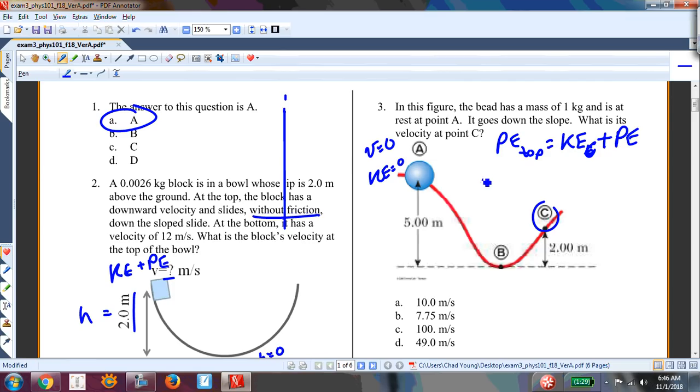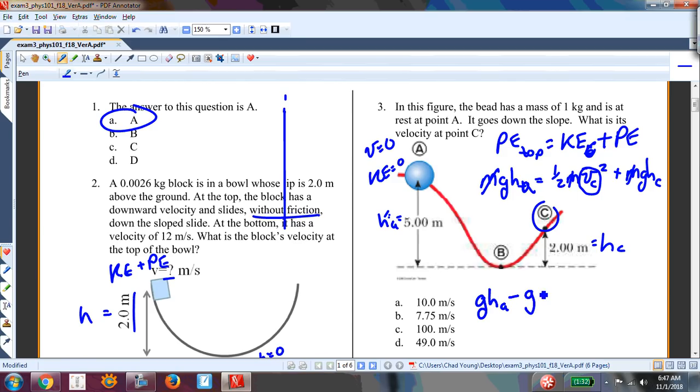So I say mgh top is equal to 1/2 m vC squared plus mghC, and this is hC right here. In fact, I'll call this hA. So hA is equal to 5. And I'm solving for this variable. So that's going to be mg. Let's go ahead and cancel out our masses. So I'll just get rid of these masses here, here, and here. I divide through. And solving for vC, I have g hA minus g hC.